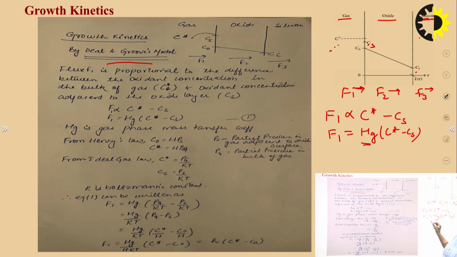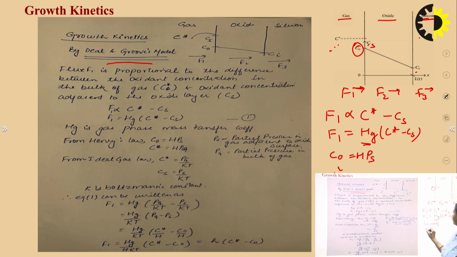Hg is the gas phase mass transfer coefficient. Then afterwards we have to use Henry's law. Henry's law says that CO, the concentration at the oxide layer, the oxide interface, is equal to HPS. CO is your concentration at this interface, PS is your partial pressure at this interface, and H is a constant, Henry's constant.